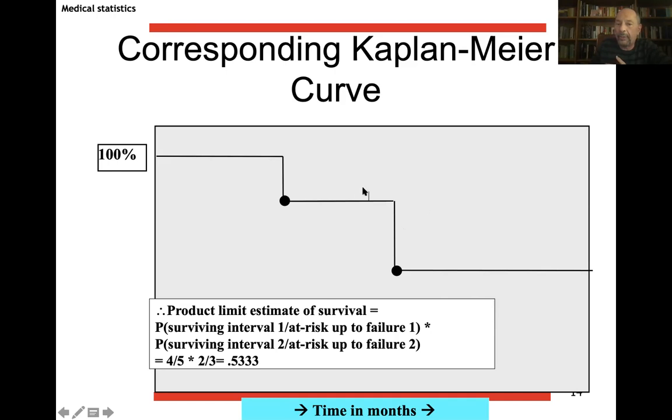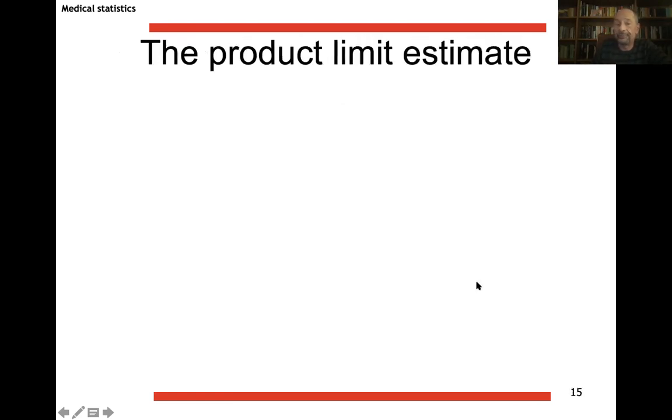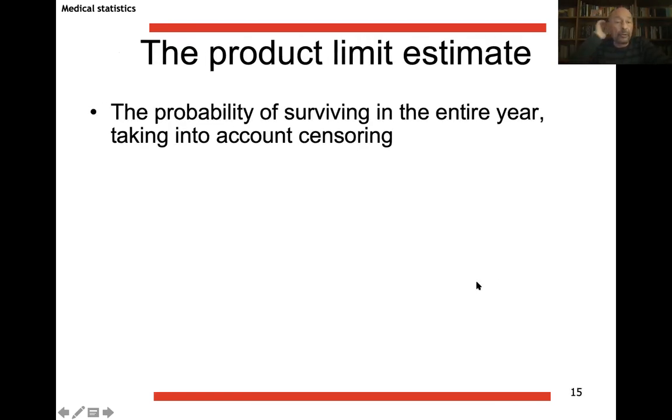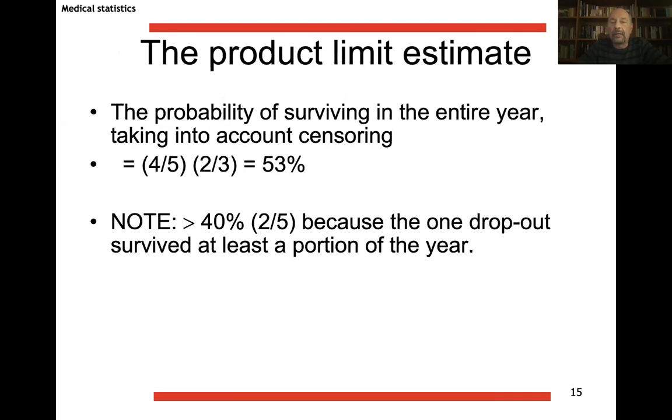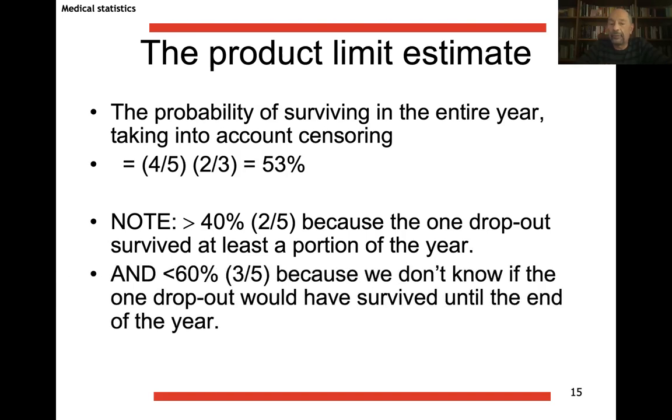You only have to remember not to count the censoring in the calculation, but to show the censoring in the plot. Now, the probability of surviving in the entire year, taking into account the censoring, is called the product limit estimate, which is 53%. It is greater than 40%, which will be 2 out of 5, because the one dropout survived at least a portion of the year. So is not counted.